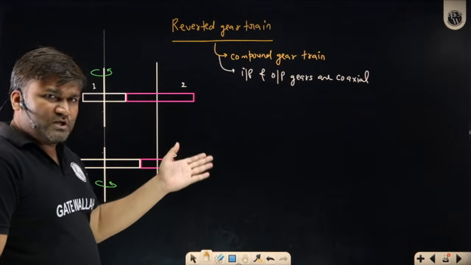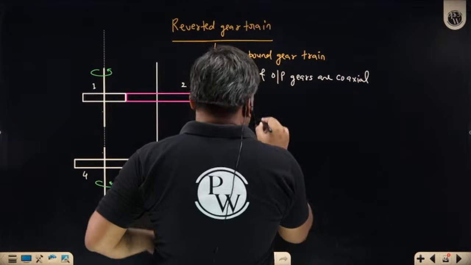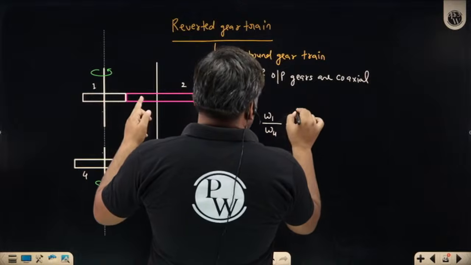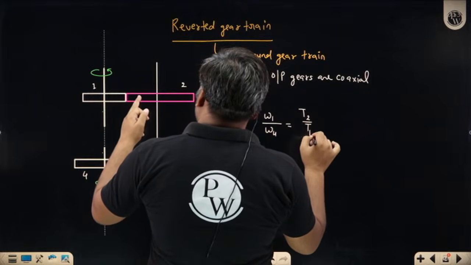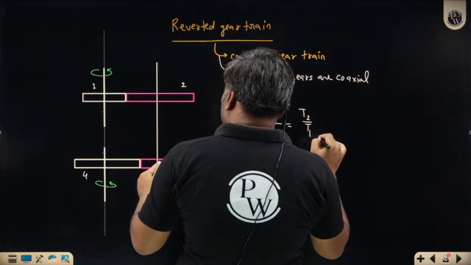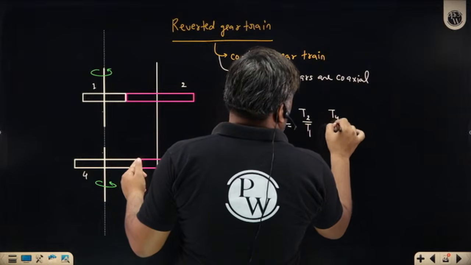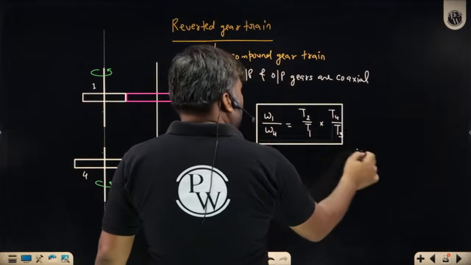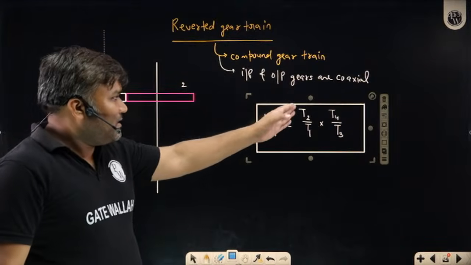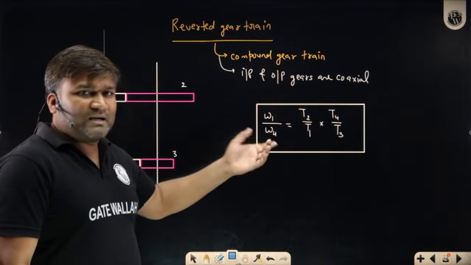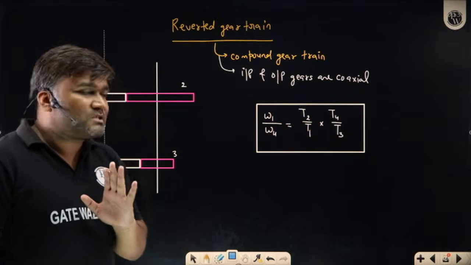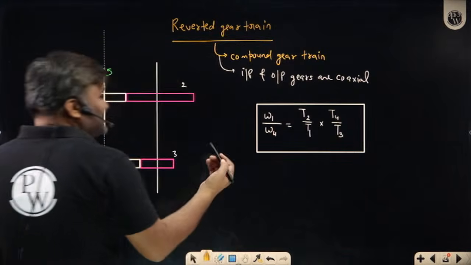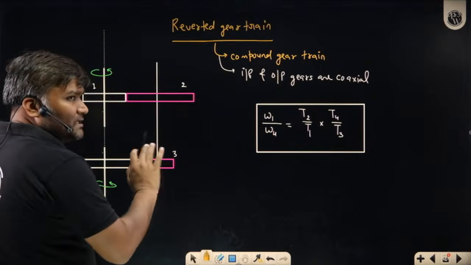If you write the velocity ratio formula, omega 1 by omega 4, 1 is driving 2, so T2 by T1. 2 is rotating, 3 automatically rotates, 3 is driving 4, so T4 by T3. This is how we can write the equation. That's it. If I have all the teeth, I can simply write the equation very well. But sometimes to make this question a little tough, they can miss any one teeth. All teeth they will not give.